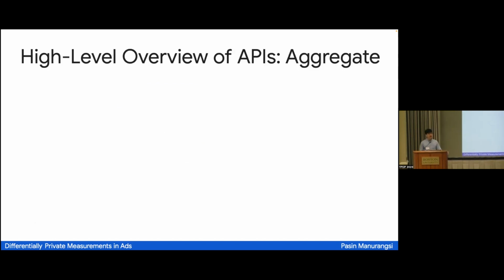Okay, so now let me give you a very high-level overview of the APIs that have been proposed. We can classify these APIs into two categories. The first is the aggregate APIs, where the outputs are aggregated statistics, and the second is the event APIs, where the outputs are event-level statistics.